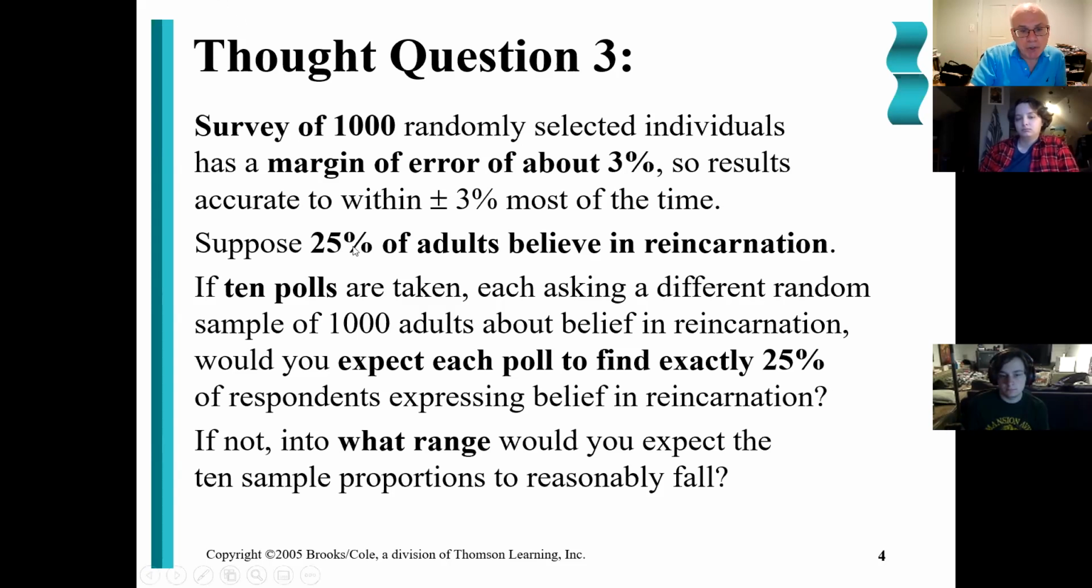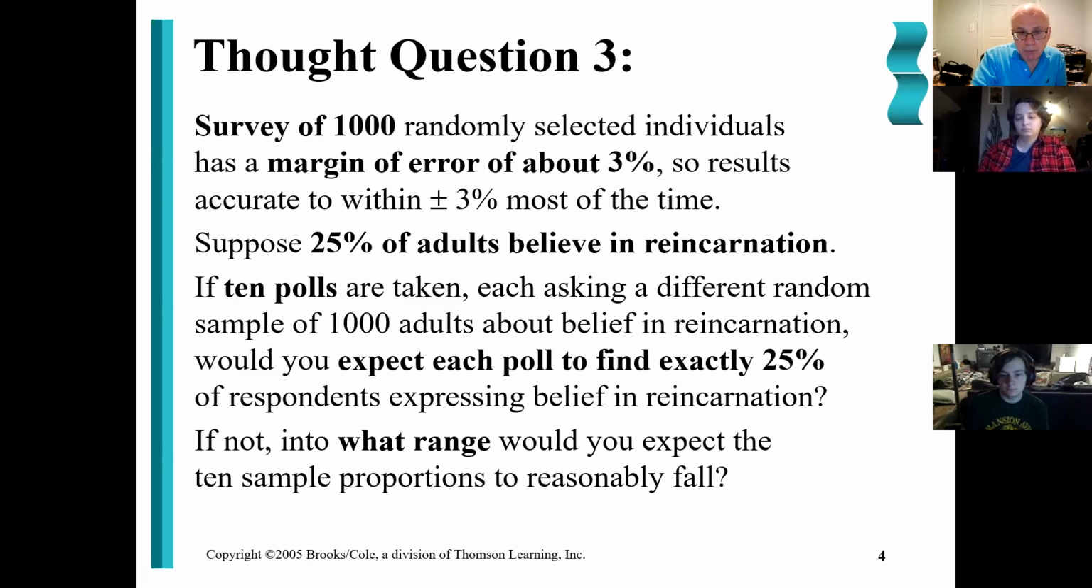So this is an example here. Suppose 25% of adults believe in reincarnation. Suppose this is not a poll. Suppose this is the population percentage. It may be unknown, but let's just suppose this is true. So if 10 polls are taken, each asking a different random sample of 1,000 adults, and now we have each poll being 1,000 adults. Number one, would you expect each poll to find exactly 25% of the respondents expressing belief in reincarnation? Well, again, we would call this sampling variability, and we would say no.